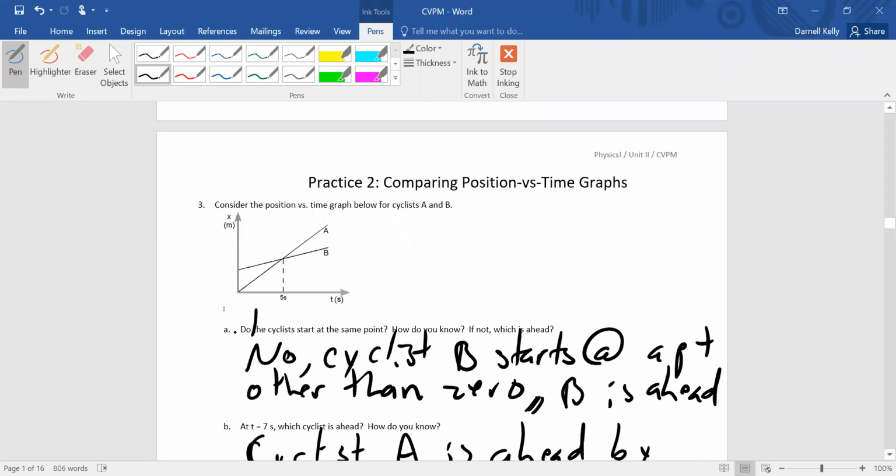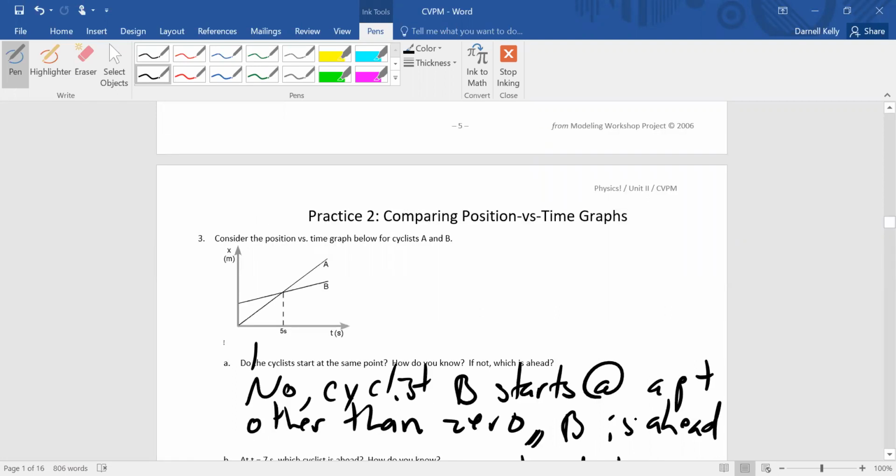Now, in these, I'm going to have you describe things. A, do the cyclists start at the same point? Do they? Well, I have the answer here. No, cyclist B starts at a point other than 0. B is ahead, right? There are other questions associated with that.